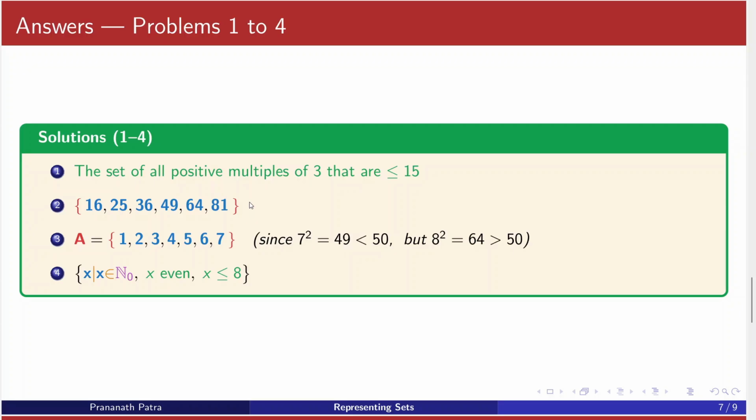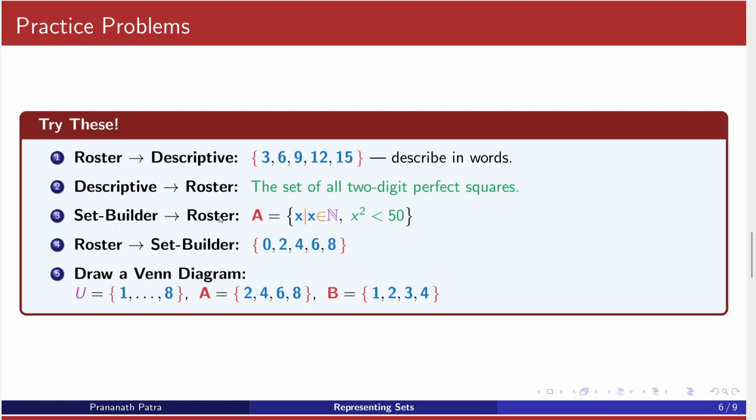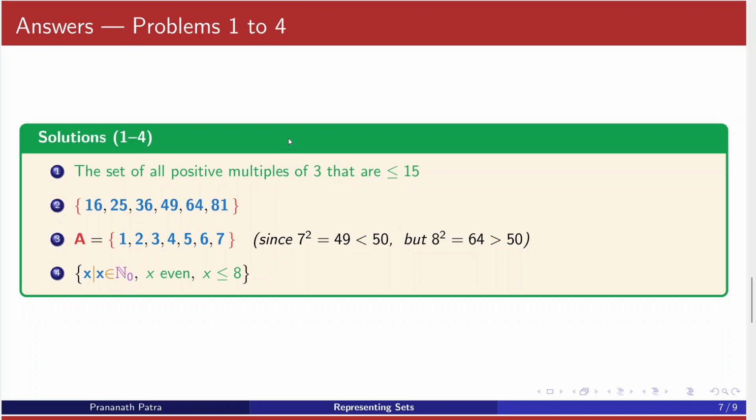Our roster set is simply 16, 25, 36, 49, 64, and 81. In problem 3, we needed to find all natural numbers whose square is less than 50. Starting from the number 1, we can square each number as we count up. 7 squared is 49, which is just under 50, so 7 is included. But 8 squared is 64, which is strictly greater than 50, so 8 is too big. Therefore, our set A contains the numbers 1, 2, 3, 4, 5, 6, and 7.